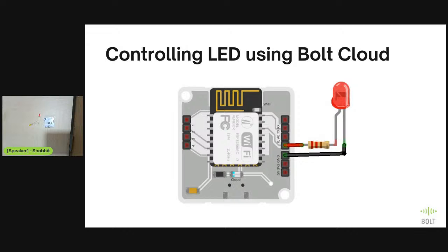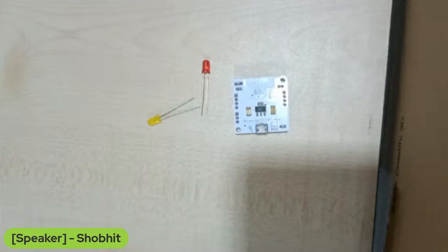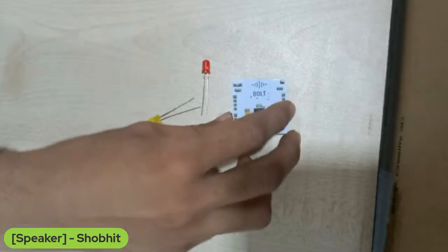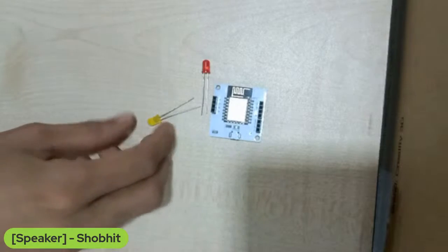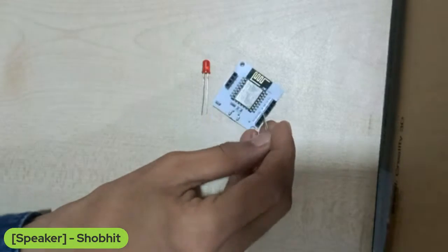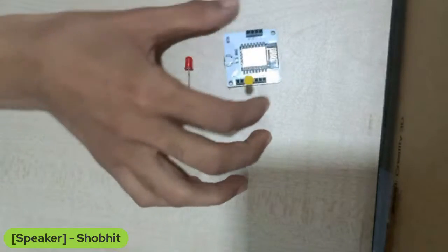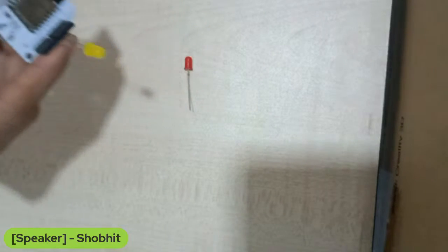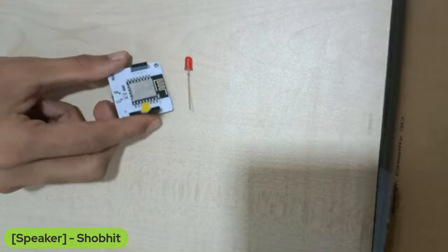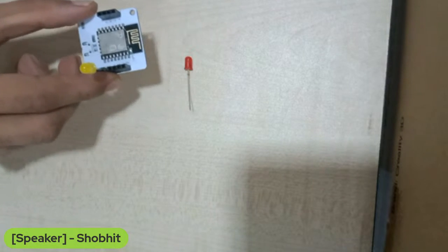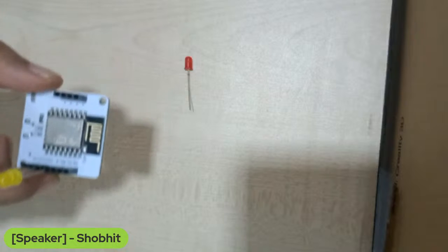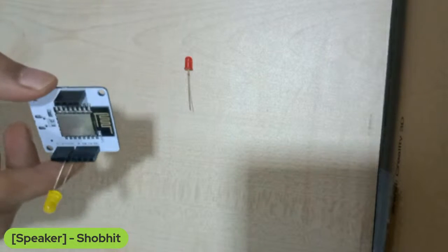In my case, I'm not using resistance because I'm not turning the LED on for a long duration. But it is always recommended to use resistance. Alright, so I'll take an LED, I'll flip the Bolt Wi-Fi module and I'll connect it. So this is my pin number 0. I'll connect the LED right away. Alright, I hope you are able to see it. See, that's how I have connected.